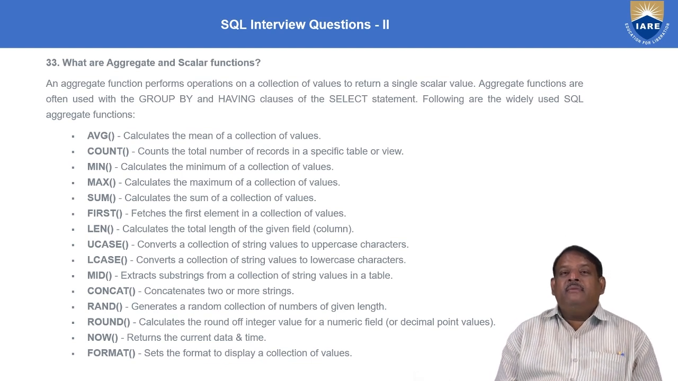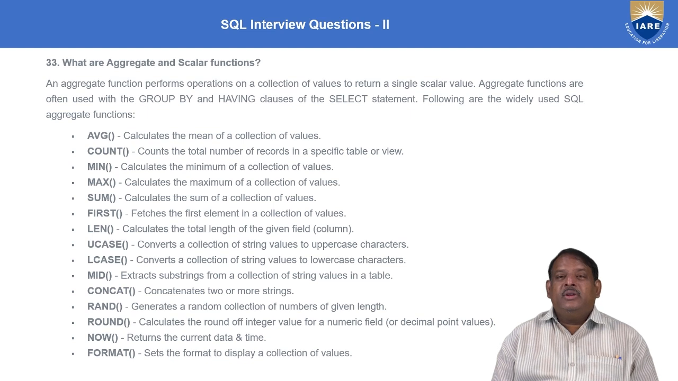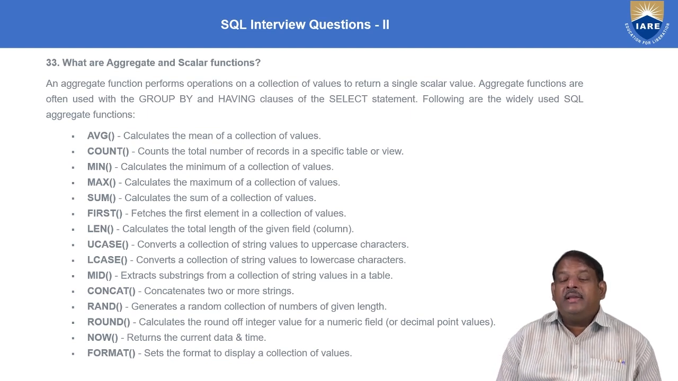Then we have a len function. Len function is to calculate the length of the characters in a string. So length calculates the total length of the given field. Length is generally used to calculate the number of characters available in the string. Then we have U case, which converts everything to upper case. Similarly, we have L case to convert everything to lower case.